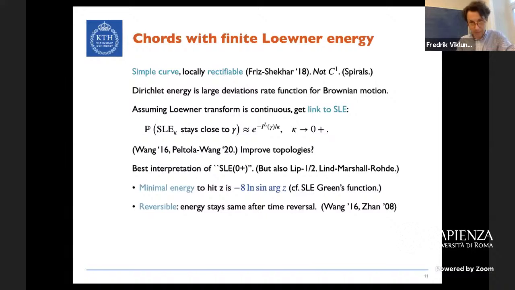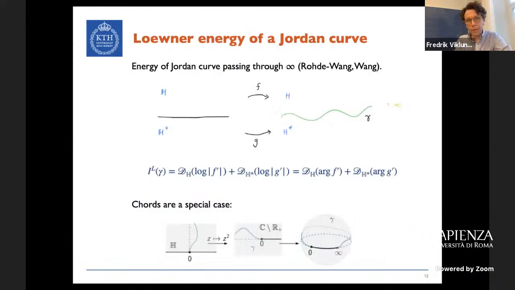Okay, so this is the chordal Loewner energy, but it's actually a better description that I want to go to now. So here the setting is the following: I consider not a chord anymore, but a curve sitting in the Riemann sphere passing through infinity. So it's a Jordan curve.